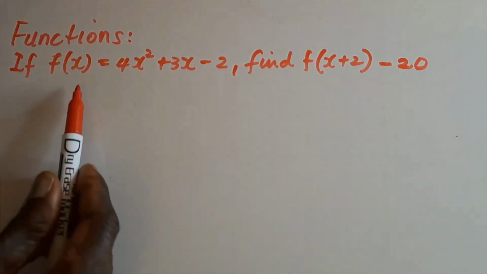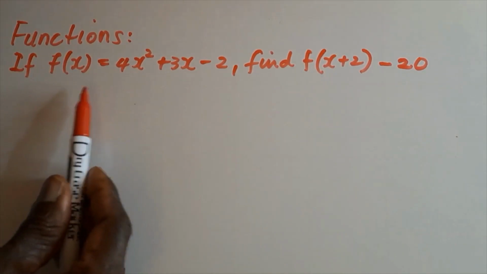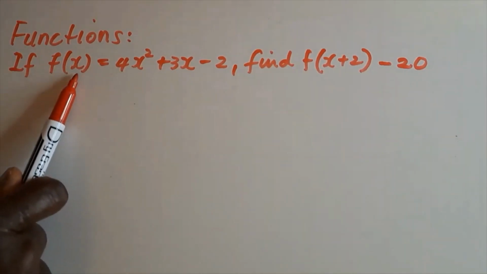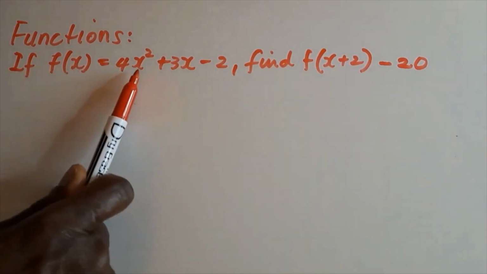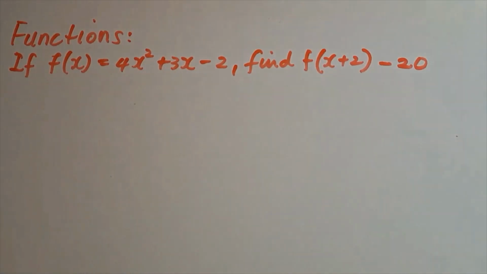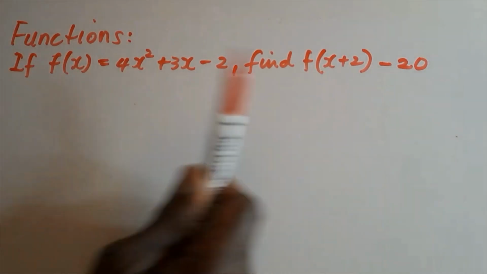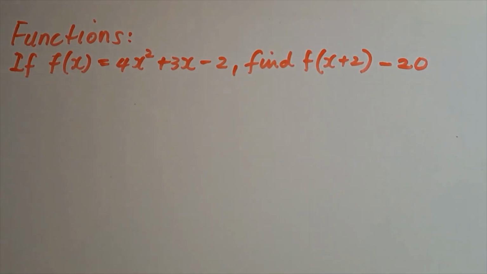If we're given that f of x is 4x squared add 3x minus 2, that means our input is just x, and this is the rule that we have: 4 times x squared add 3x minus 2. But now we have an input here of x add 2, and we want to evaluate this and simplify it.